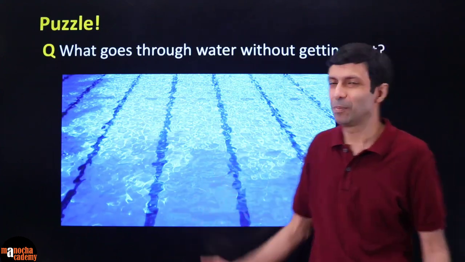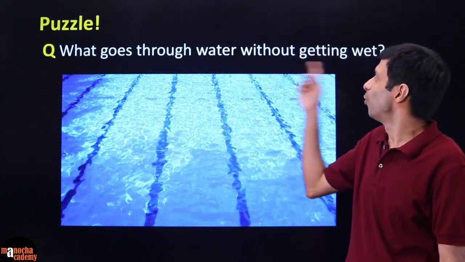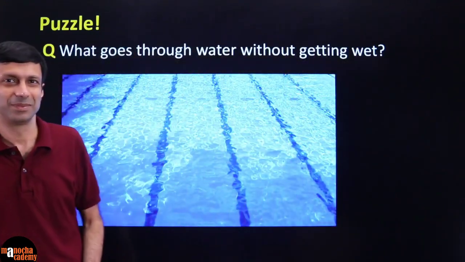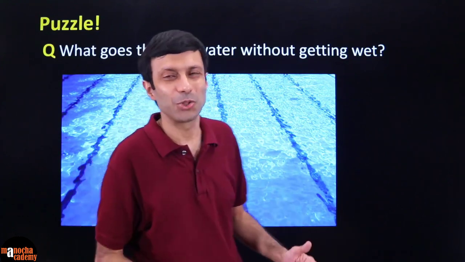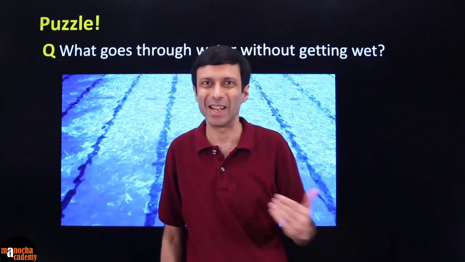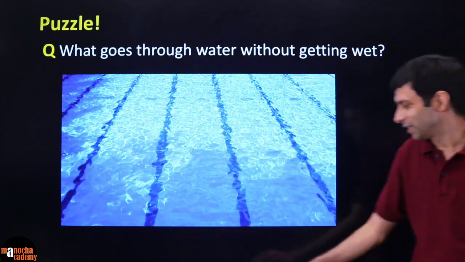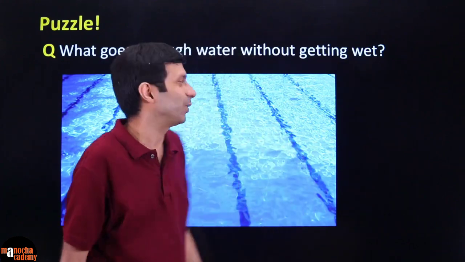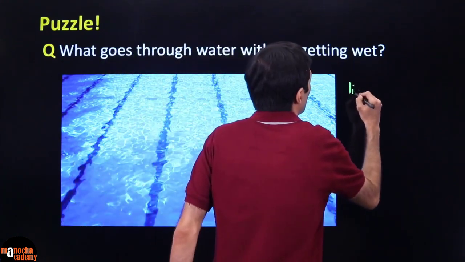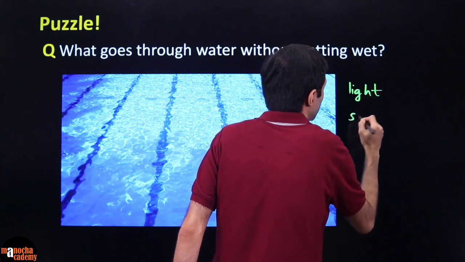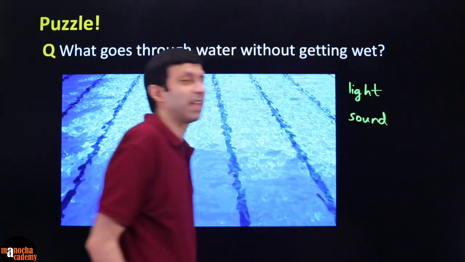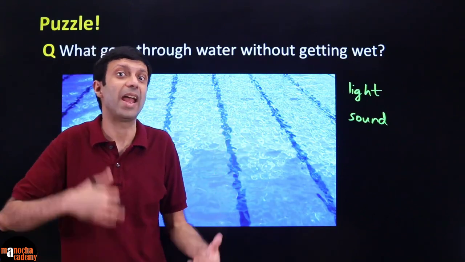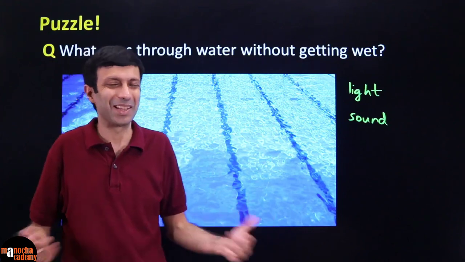So let's start off with a very simple puzzle. What goes through water without getting wet? So what is your answer going to be here? What do you guys think? What goes through water without getting wet? So we can see the correct answer here is going to be light, even sound. Absolutely right. Light and sound can go through water without getting wet. Why? Because these are not matter, these are forms of energy. So they can pass through water, but they don't get wet.